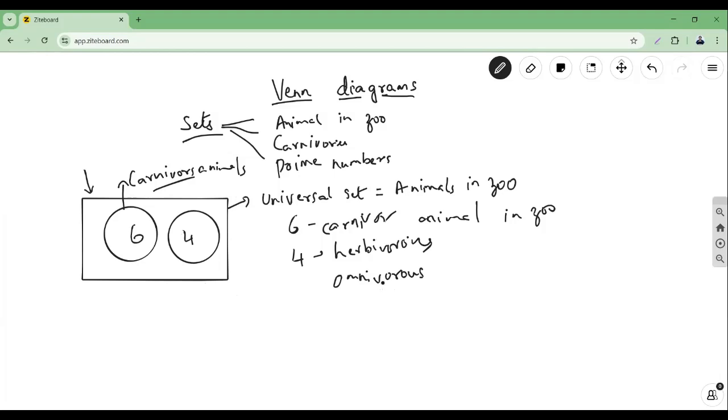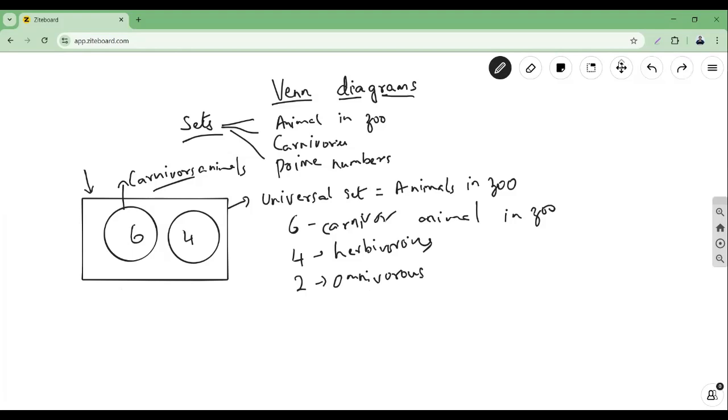So there are some animals which are omnivorous. How do we represent that? If I have 2 animals which are omnivorous, I can't put them outside the circles, because that would mean they are not carnivorous and not herbivorous. But that's not the case with omnivores. Omnivores are animals which eat meat as well as plants. Can I write the 2 in each circle separately? No, it will not make sense.